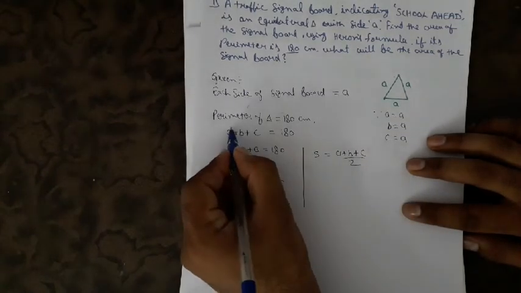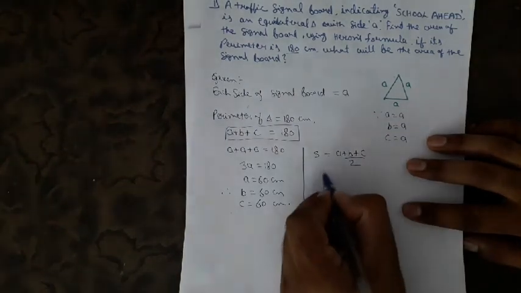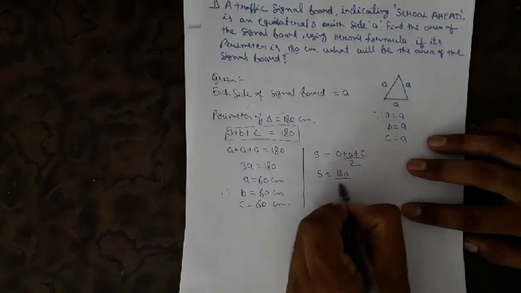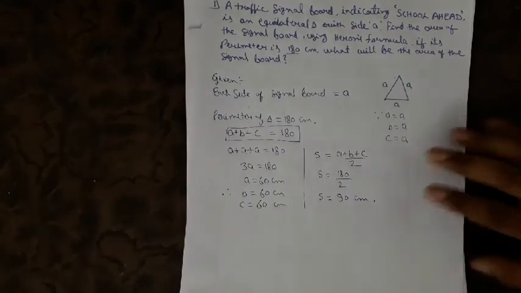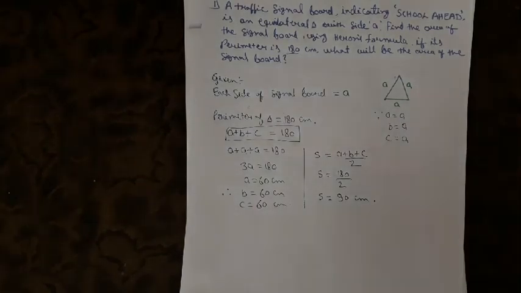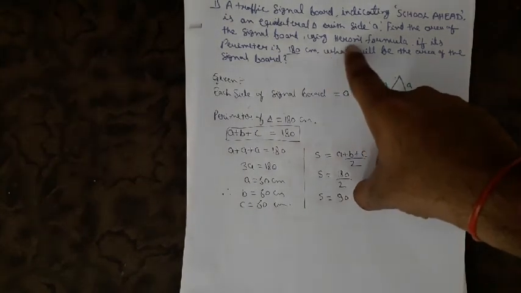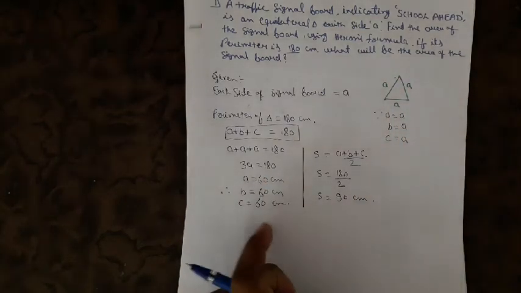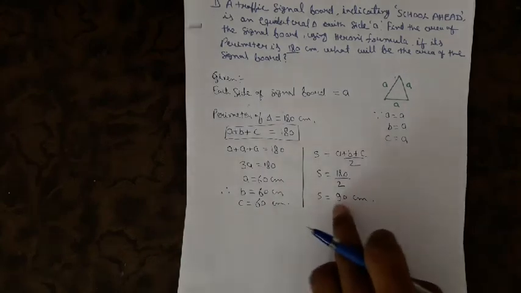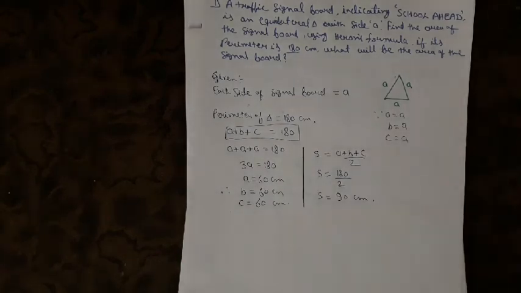So S, we know, is A plus B plus C by 2. So directly A plus B plus C equals 180. So 180 by 2, S will get 90 centimeter. So why am I doing this? Because we have to solve it by using Heron's formula, and in Heron's formula we need the values of A, B, C as well as the value of S. Okay.